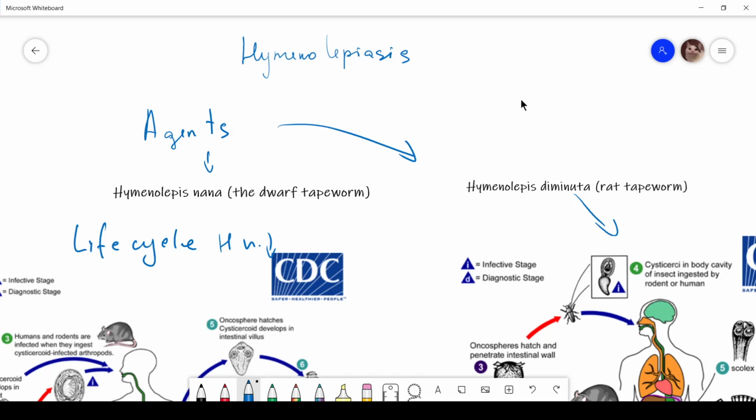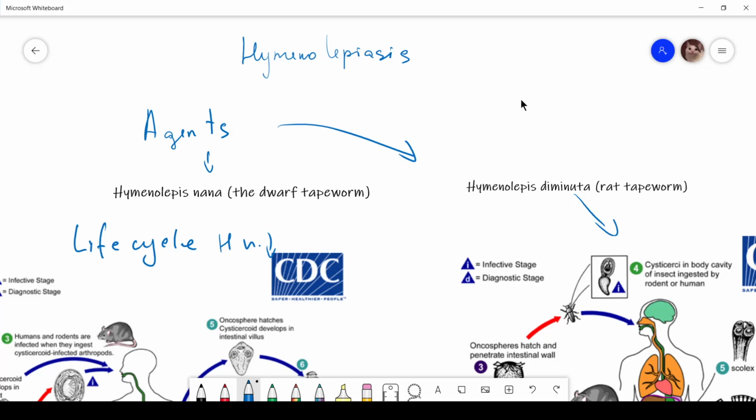We are going to learn Hymenolepiasis. What you must know about this disease: causal agents of Hymenolepiasis are two cestodes, or another name of cestodes is tapeworm species.